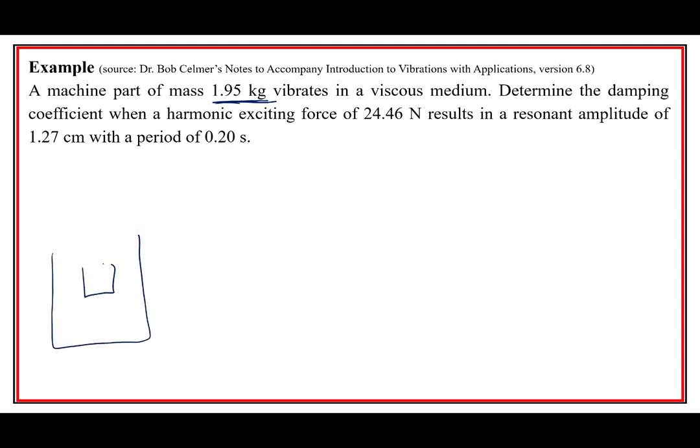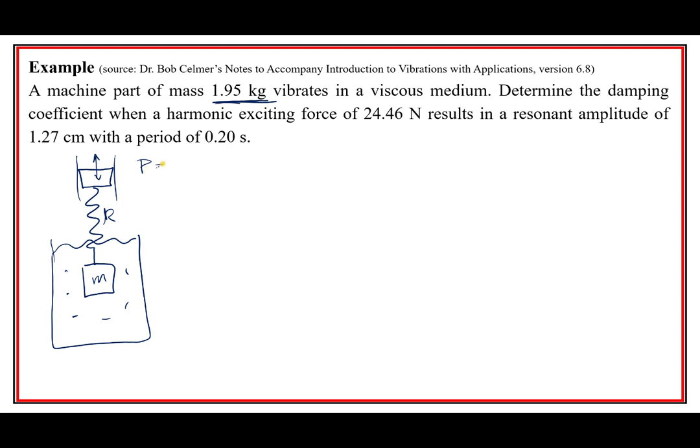So it's a little part, and here's a spring, and this is a little viscous medium right here. All right, determine the damping coefficient when a harmonic exciting force, which could also be some type of little thing right here, makes it go up and down. So you can picture that part moving back and forth. It's got a harmonic force to it, though.